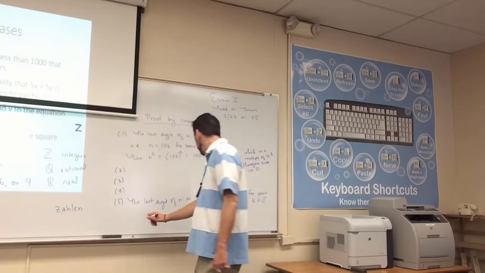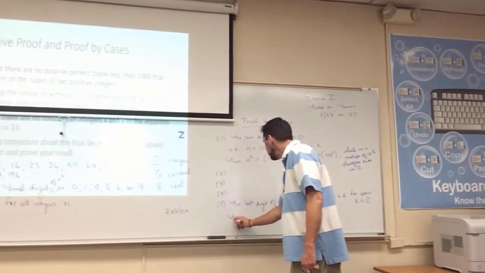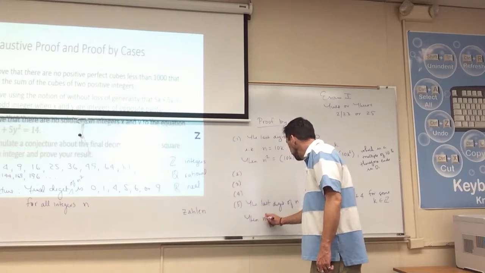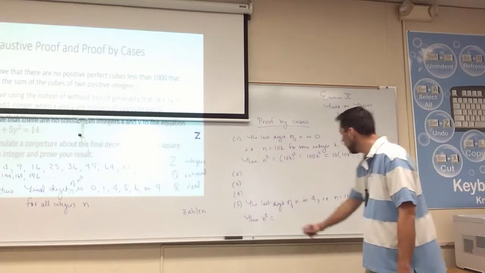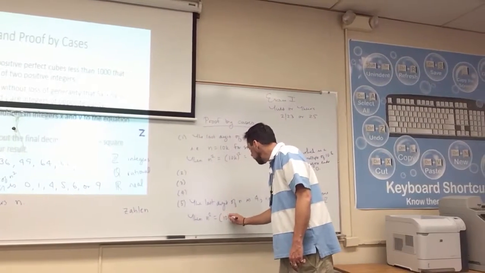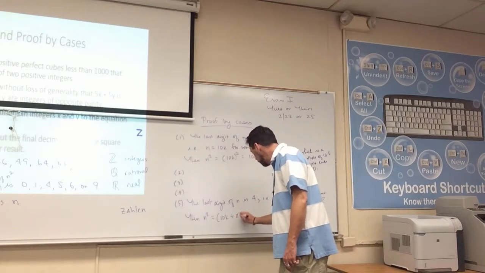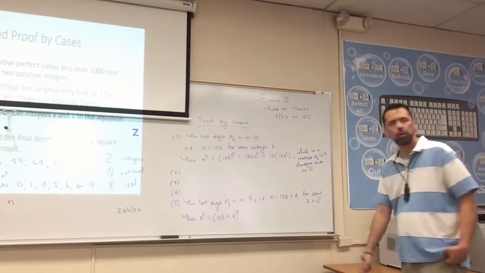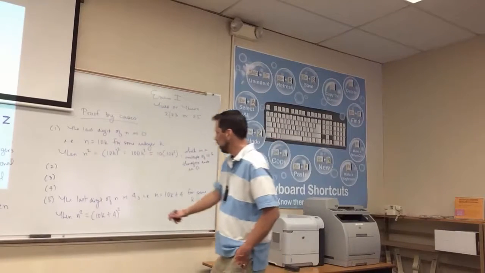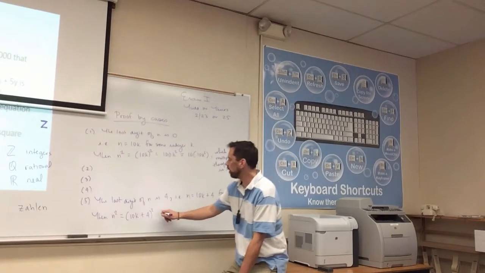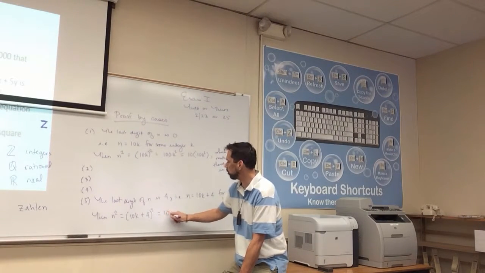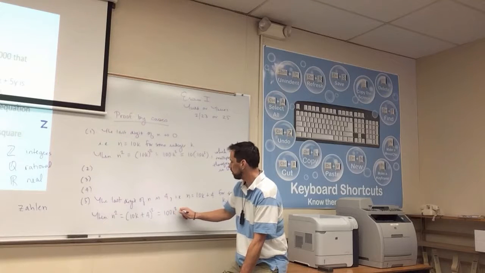Okay, well then, n squared, if n is equal to 10k plus 4, that means n squared is the square of 10k plus 4. And I hope you're all comfortable that the square of 10k plus 4 is 100k squared plus 80k plus 16.